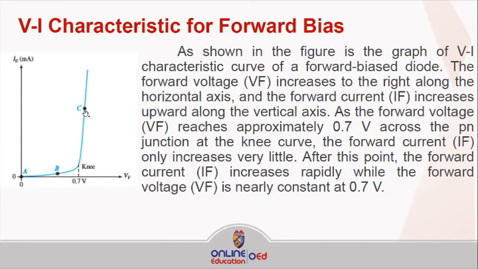Okay, ABC. The forward current IF, okay, increase lang siya. Only increases very little. Then after this point, the forward current IF increases rapidly since na-reach na yung 0.70 volts. Increases rapidly while the forward voltage is nearly constant at 0.70 volts. Okay? Yan yung voltage current characteristic for a forward bias.